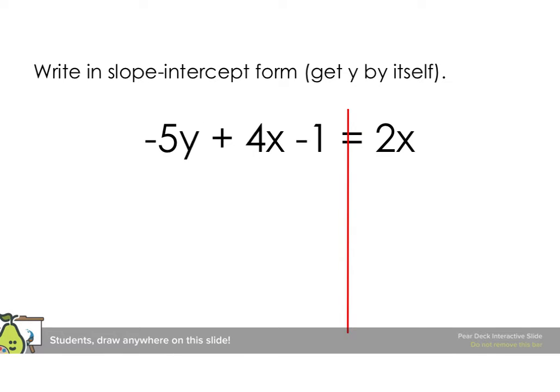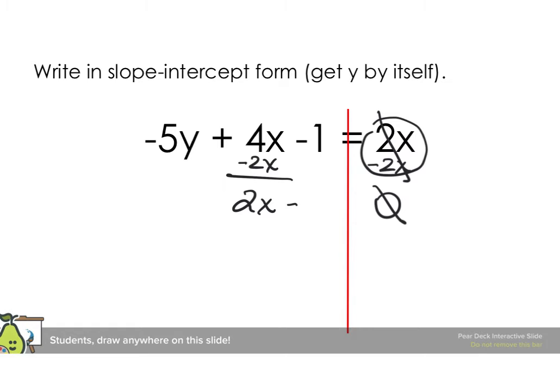All right. So moving on. We have variables on both sides. We have a 4x and a 2x. I think we need to get rid of the smaller one. So we start with that. We're going to take away 2x here, minus 2x here. This becomes 0. So we're left with 0 on the right side. That's going to come out to 2x minus 1 and then negative 5y.